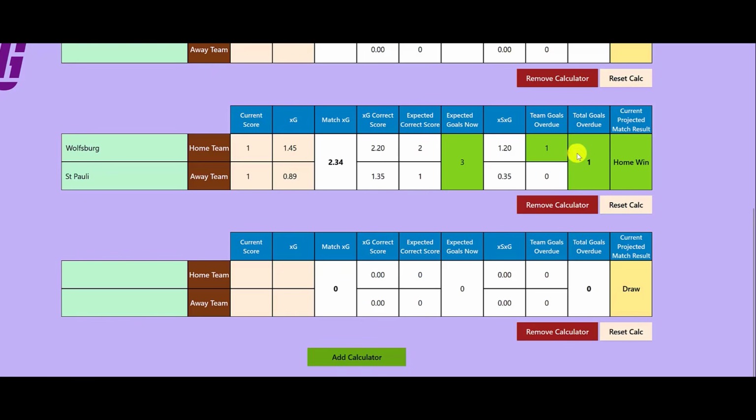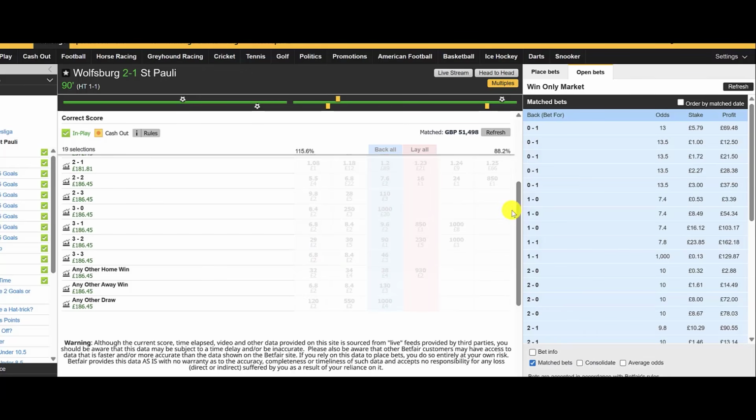We're on the 2-1. We're expecting another goal for Wolfsburg. We're expecting a home win. We're there right now, so there isn't much more to do, okay? So that trade has played out pretty much textbook, okay? So anyway, we will move on, okay?